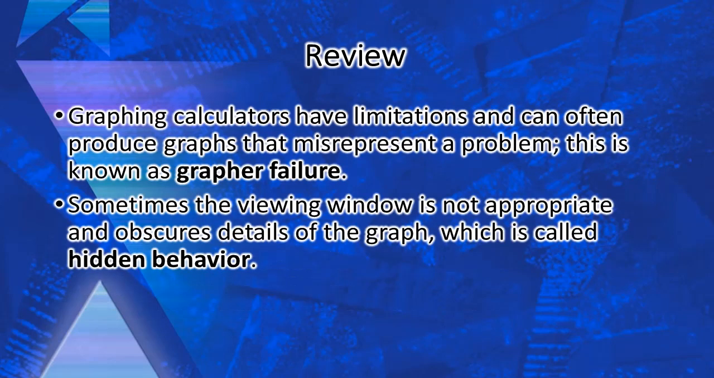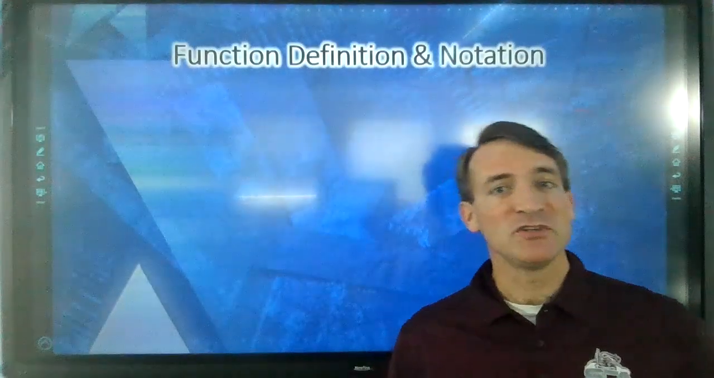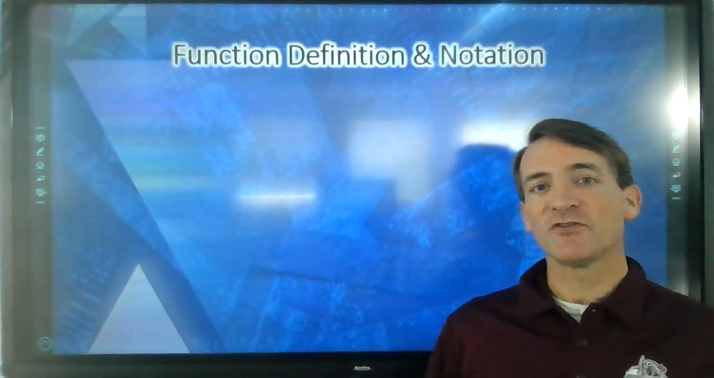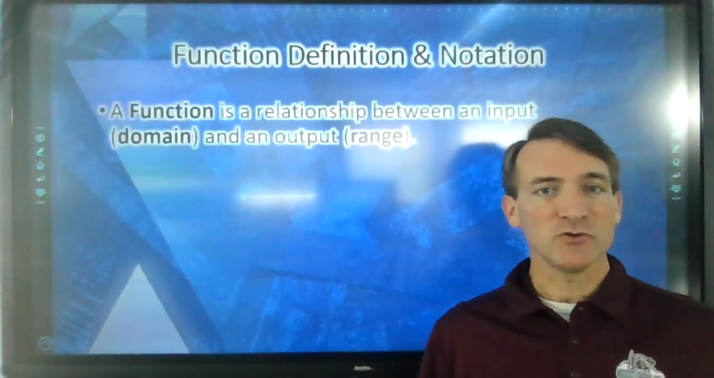We also discussed graphing calculators and the limitations that they have. Graphing failure is when you have a graph on your calculator that does not represent the problem accurately because of its limitations, and then also the hidden behavior. Usually that occurs because our window is not appropriate in its size in order to see everything that may need to be seen. So that brings us to today's discussion, which is dealing with functions and also the notation of function.